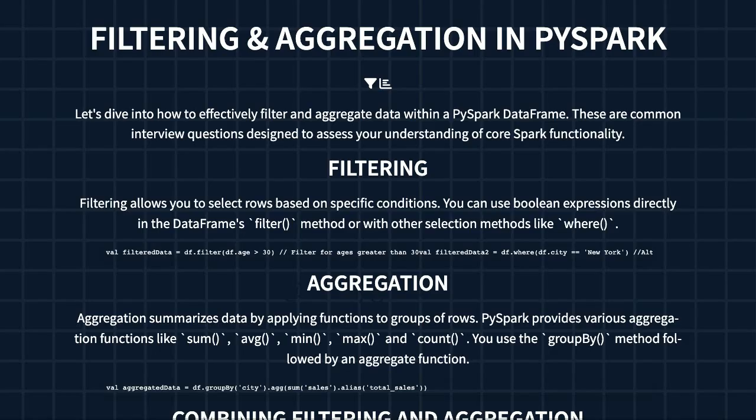Now, aggregation is where things get really powerful. It's about summarizing data by grouping rows and applying functions like summing sales, calculating averages, finding minimum or maximum values, or counting occurrences. The key here is groupBy, followed by an aggregate function, often with a new alias for the result. You can even combine filtering and aggregation. First, filter your data to only include relevant rows, then group them and apply aggregate functions.